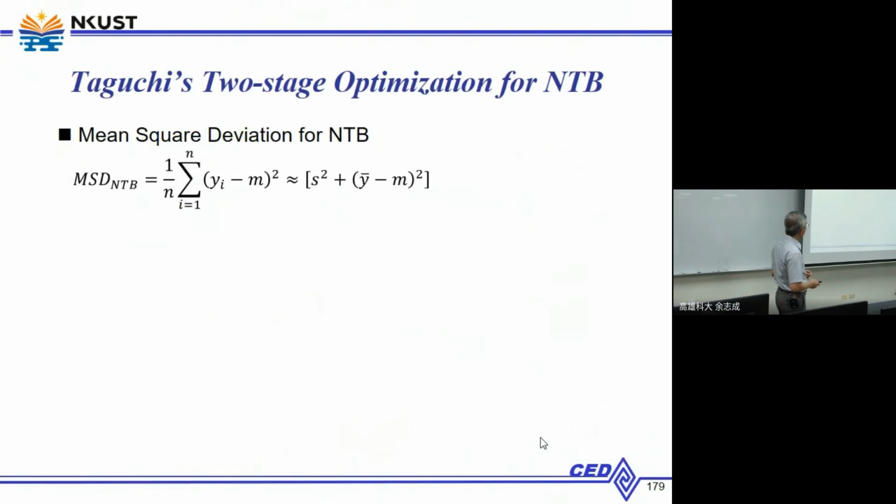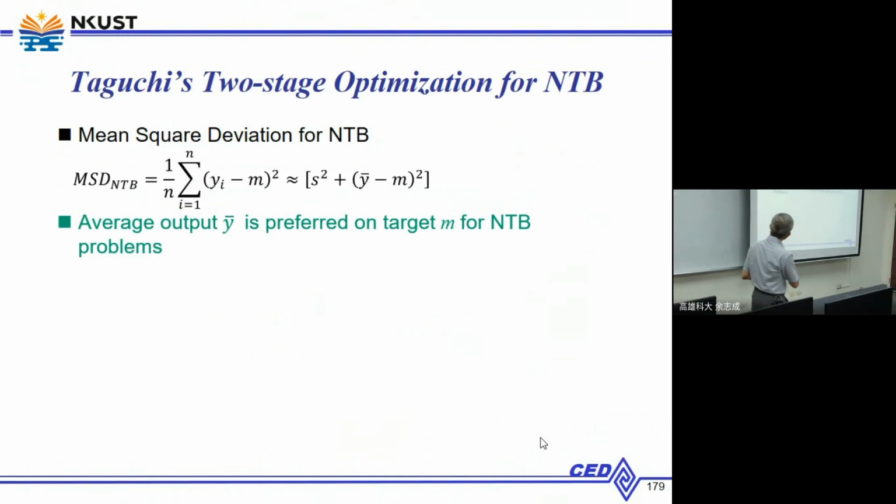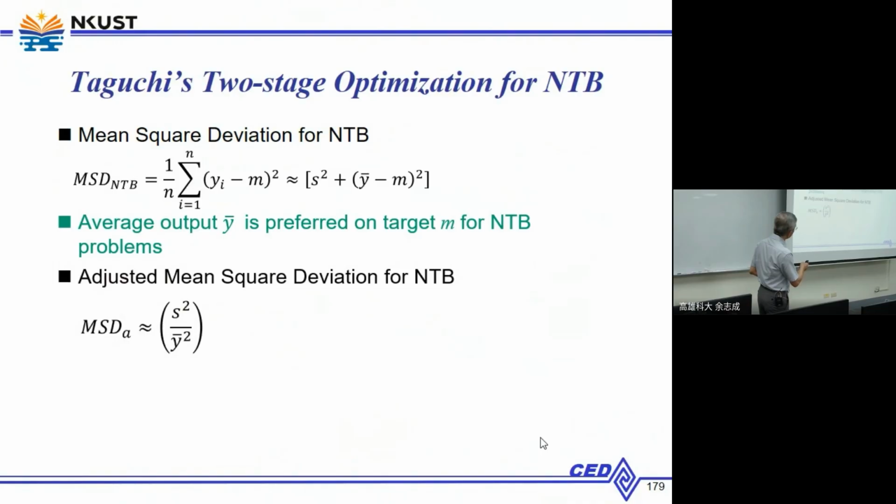So for the nominal the best problem, we have a mean square deviation using this equation. And by using mean square deviation, we can come up with the SN ratio. As I mentioned before, the mean square deviation for nominal the best includes two parts. The first part is the difference between the average output and the target value. M is the target value. S is the standard deviation. Therefore, in order to minimize mean square deviation, it is better that Y will be right at the target. So this term will cancel out.